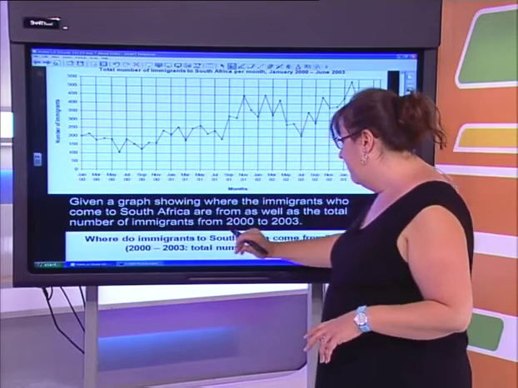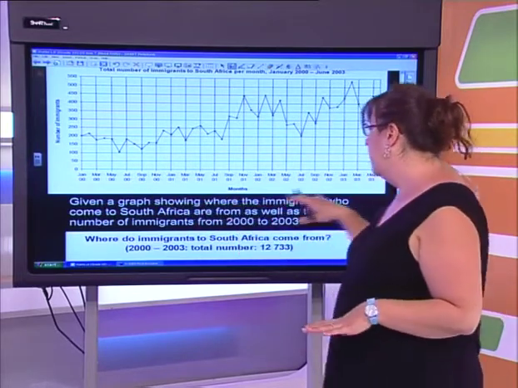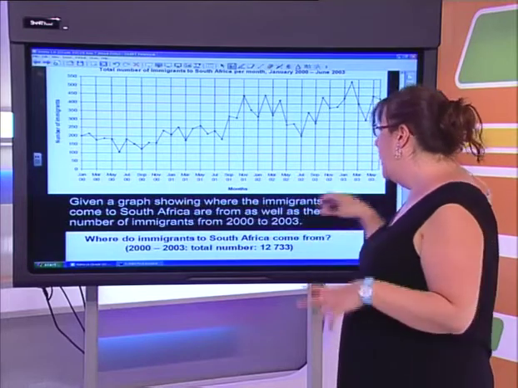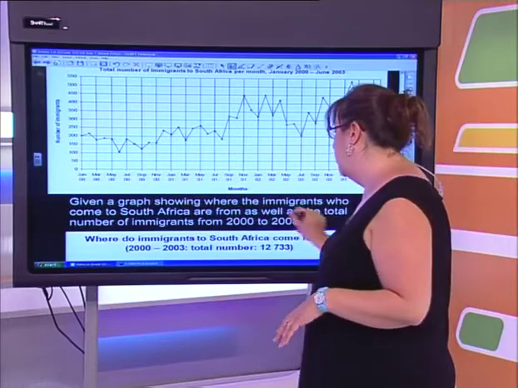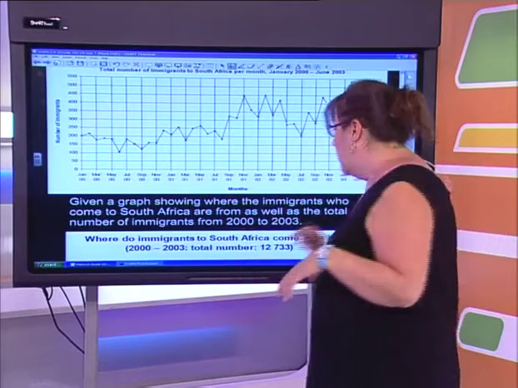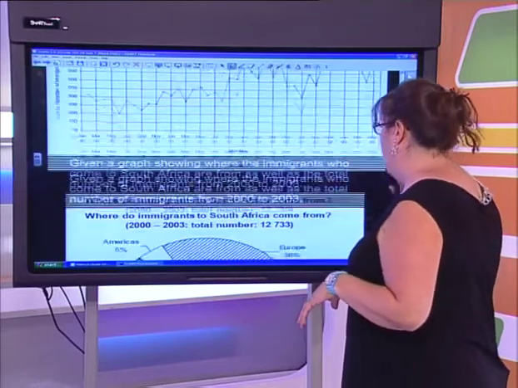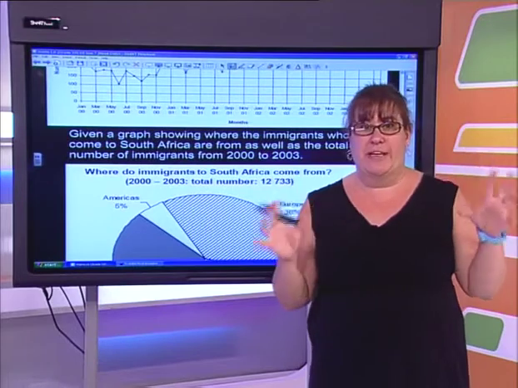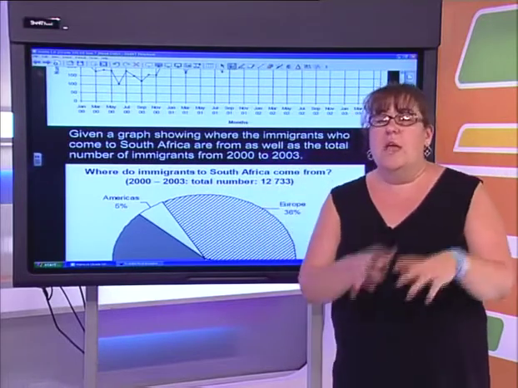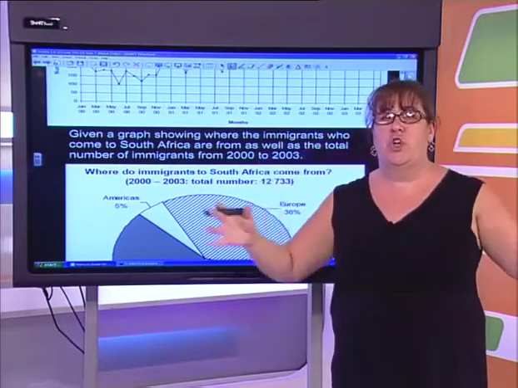And where they're coming from. It looks like they've given a graph showing where the immigrants who come to South Africa are from, as well as the total number of immigrants from 2000 to 2003. So we've got what appear to be two different graphs, and the questions are going to be related to those graphs. So first of all, before we carry on reading, let us interpret what the graph is.